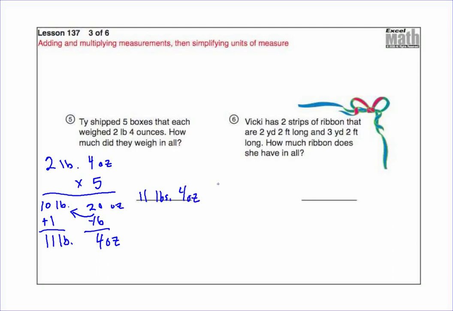All right, go ahead and pause the video, try number 6, turn it back on when you're ready for the solution.